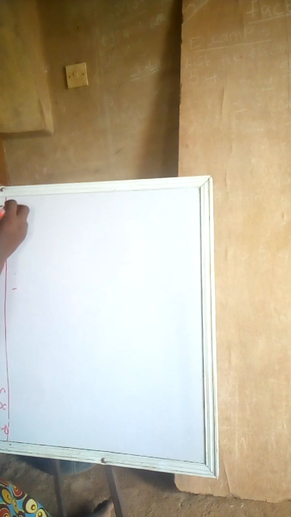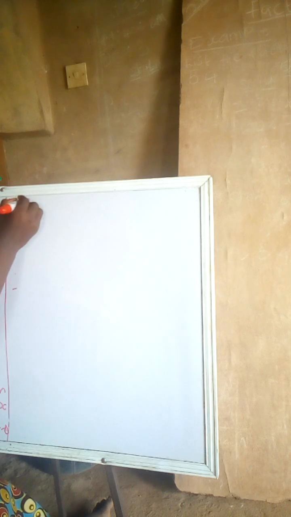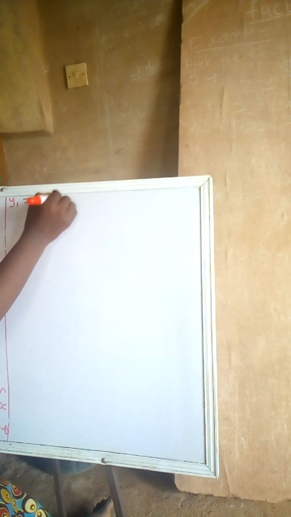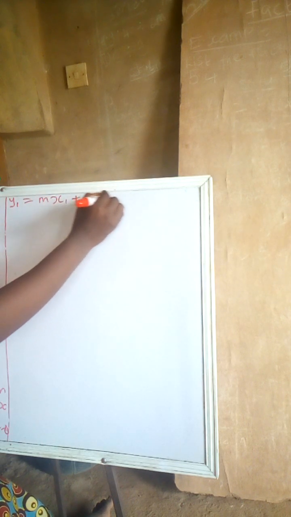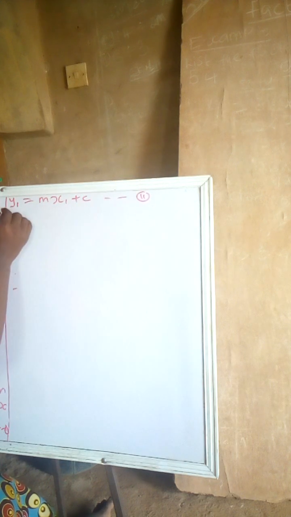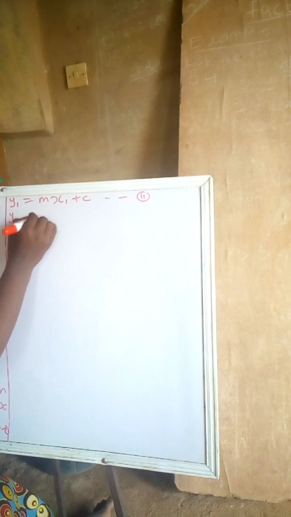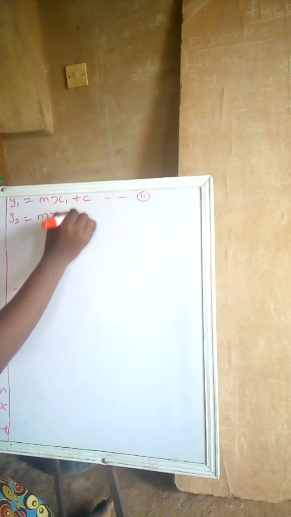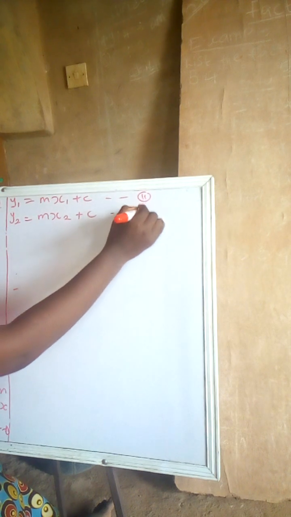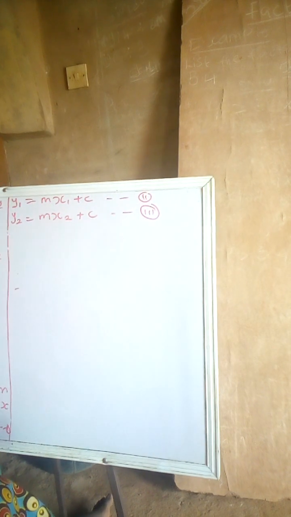Now, changing y, that's y1 equals mx1 plus c. This is equation 2. y2 equals mx2 plus c. This is equation 3.